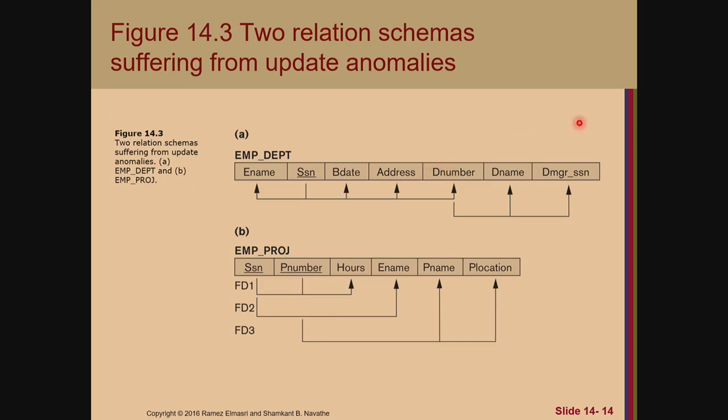So, this shows the schema, right? Two relation schemas suffering from update anomaly. Here is EMP_DEPT. We have information of the employee here. Here is information of the employee.